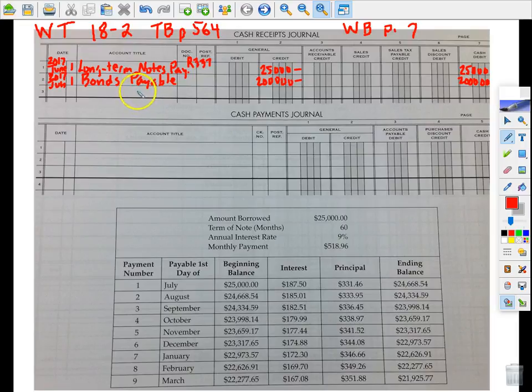Okay, so let's look at the December the 1st. So now we're going to be going down to the cash payments journal, and on December the 1st, we are told we paid cash for the December payment on the note payable.